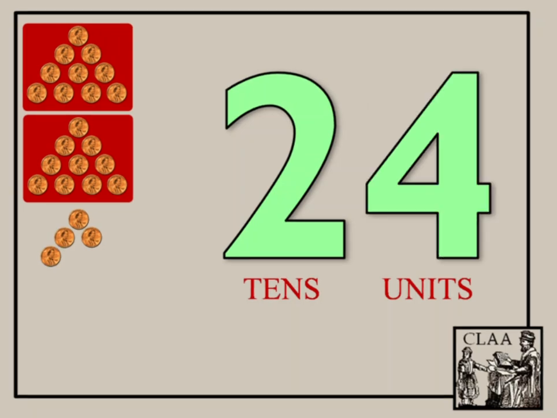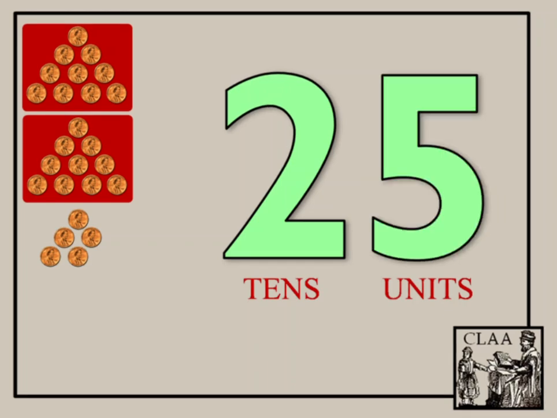Here we have 2 sets of 10 pennies and 4 pennies more. Can you count the 4 pennies more? If we had 2 sets of 10 pennies, we would have 20. If we have 2 sets of 10 pennies and 4 pennies more, we have 24. 24 is written 2, 4. The 2 tells us there are 2 sets of 10, and the 4 tells us there are 4 units more. 24.